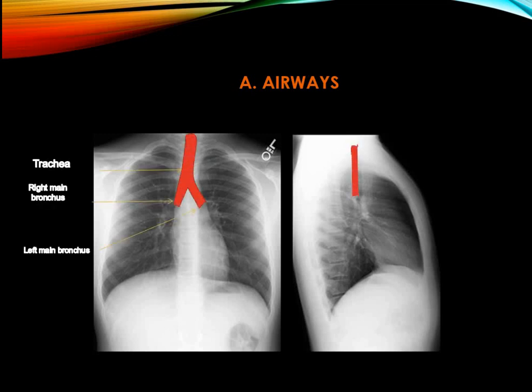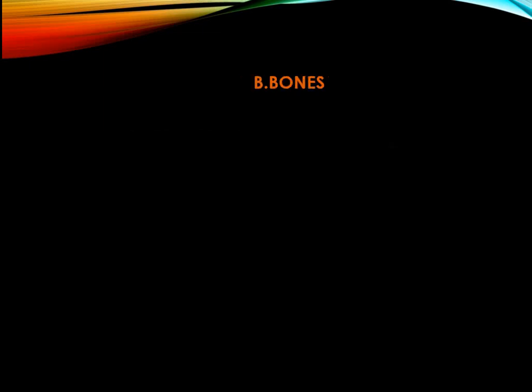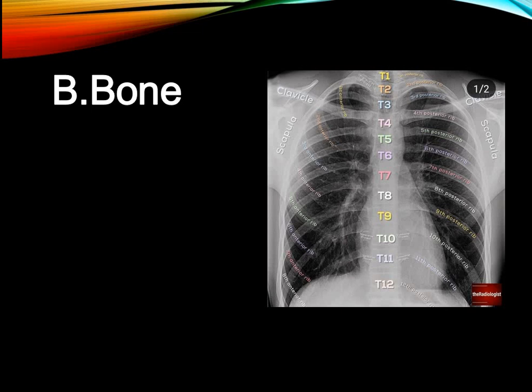The airways are represented by the trachea and the main bronchi, as we can see in the chest X-ray. The bones include the clavicles, the scapula, the sternum, and the ribs. And this is how we can count the anterior rami and the posterior rami of the ribs. You should all know how to count the ribs.